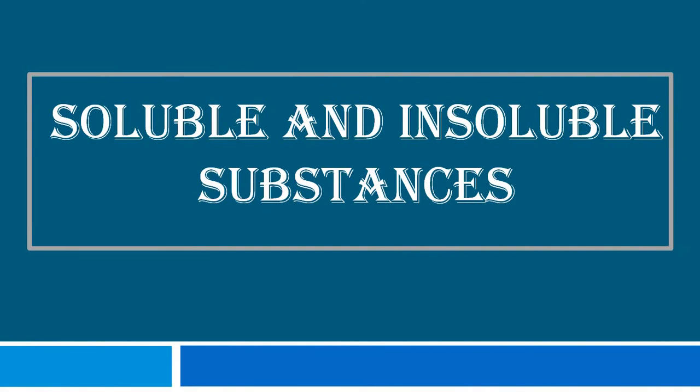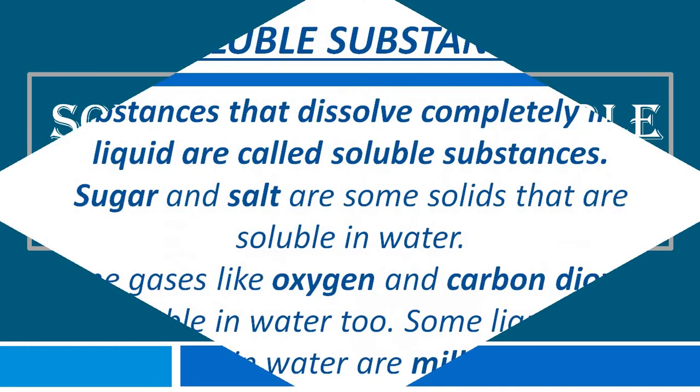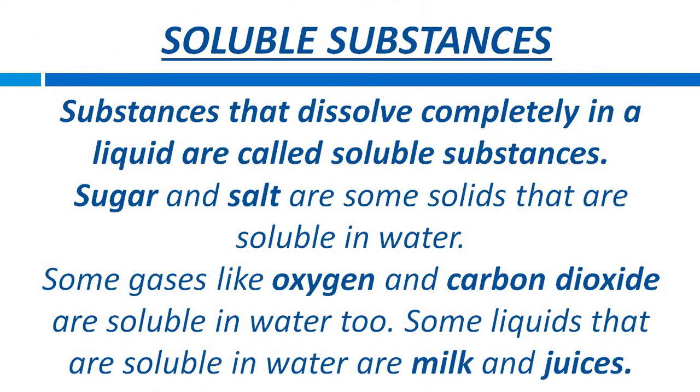Now we will discuss soluble and insoluble substances. So let's start, what are soluble substances. There are some substances or some solutes which completely dissolve in a liquid. Those substances are called soluble substances. Okay, substances that dissolve completely in a liquid are called soluble substances.